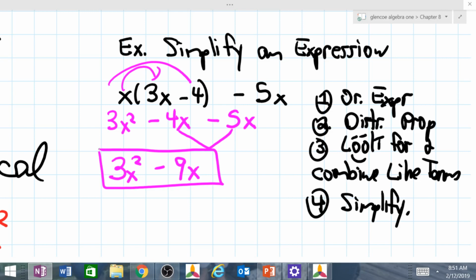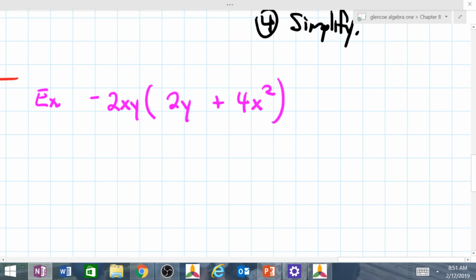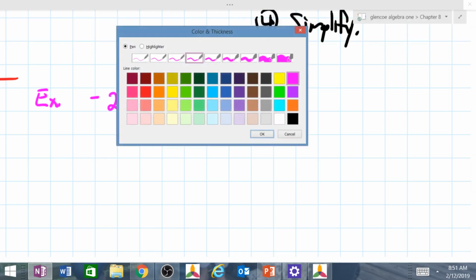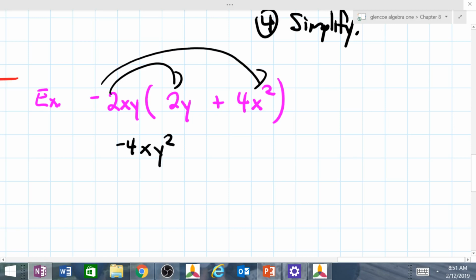Yes, question? Can you do an example like negative 2xy? Can you do number 3? Yes, I can. Okay, let's try another one. Negative 2xy times the quantity 2y plus 4x squared. Again, we're going to use the distributive property. So we have a negative 2xy times a 2y. A negative 2 times 2 is a negative 4xy squared. A negative 2xy times 4x squared. A negative 2 times 4 is a negative 8. X times x squared is x cubed y.